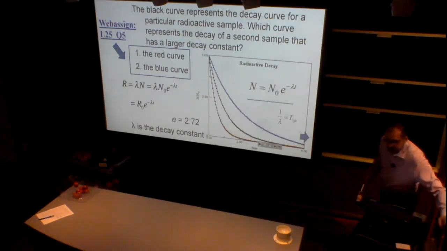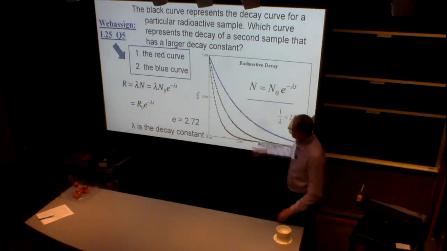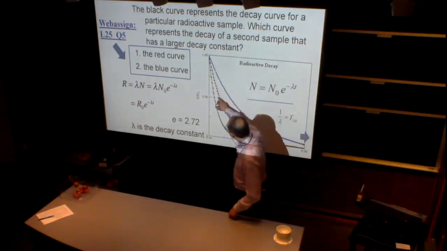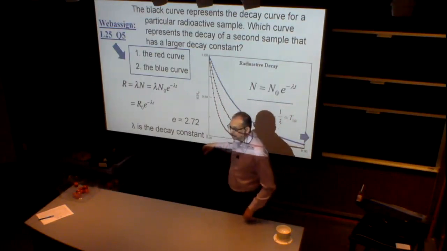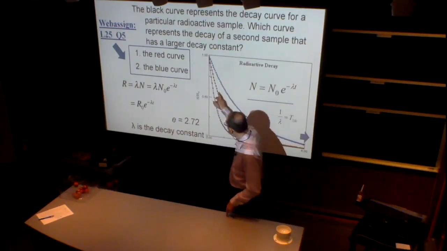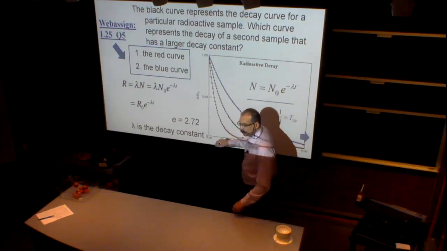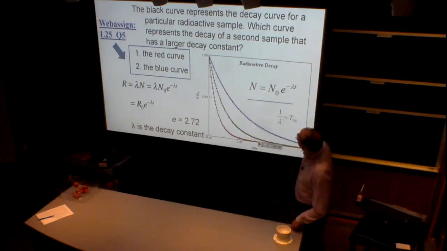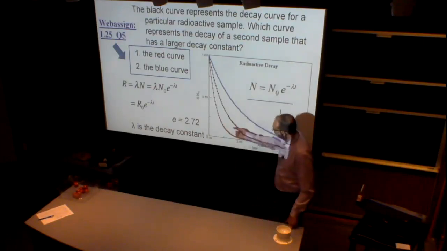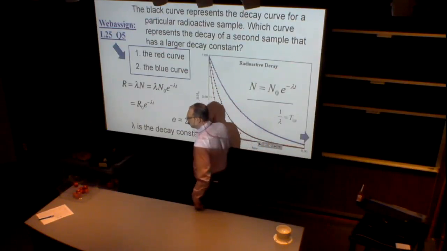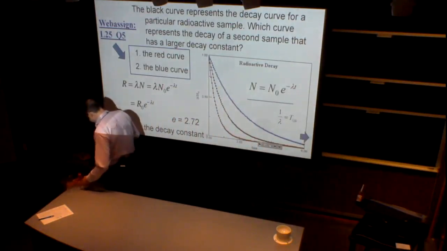And the question. The question is about 2 different elements. For the first element, this black line represents how fast the number of radioactive elements decreases with time. And now we need to figure out which of these lines, the red or the blue, represents an element with a larger decay constant. If you think the red, choose 1. If you think the blue, choose 2.